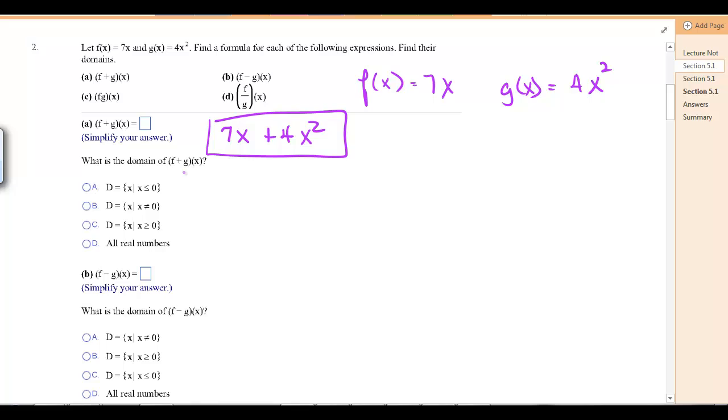What's the domain of that? Is there anything that's a problem? Do we have anything on the bottom of a fraction or anything in a radical? We don't. So the domain is going to be all real numbers. All right, the subtraction. We're going to have 7x minus 4x squared. We can't really do anything else to that. So that's that. Again, the domain, all real numbers.